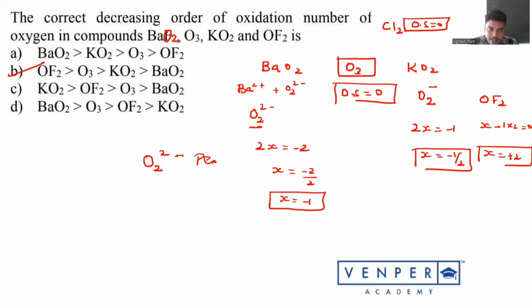O2 2 minus is peroxide, and O2 minus is a superoxide. Please understand, very, very important. I'll go with the next question.